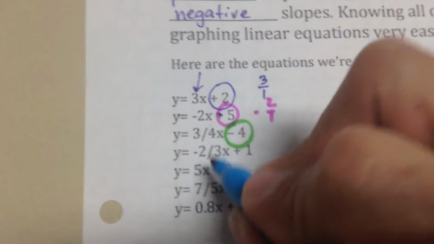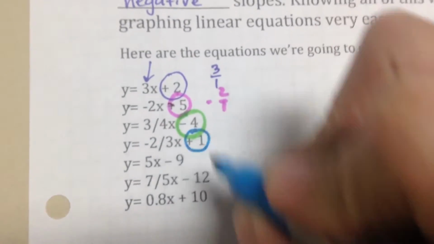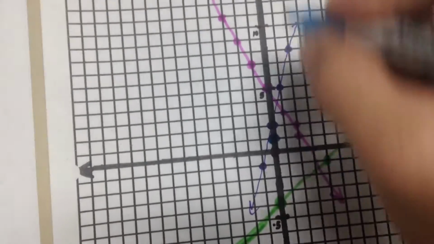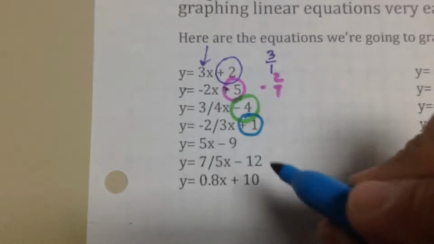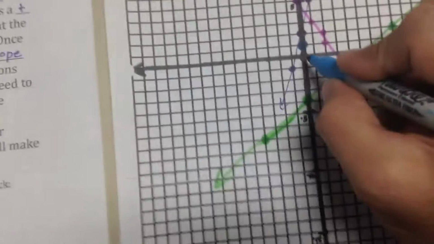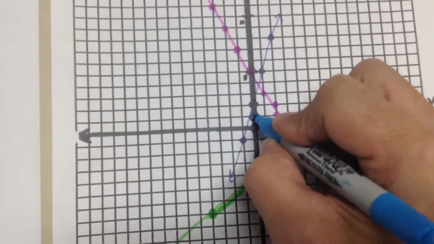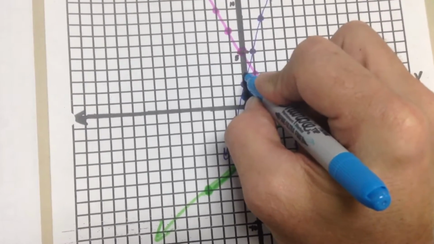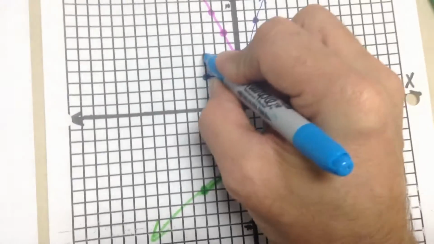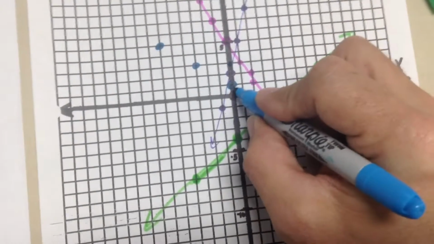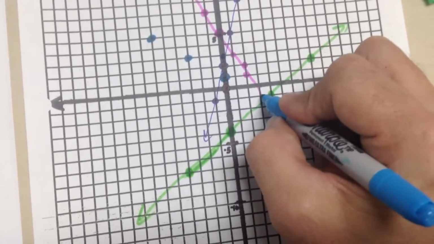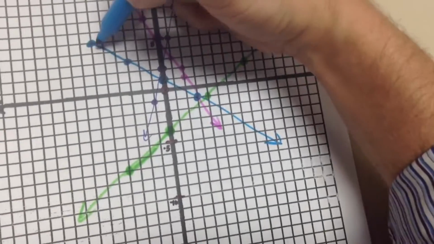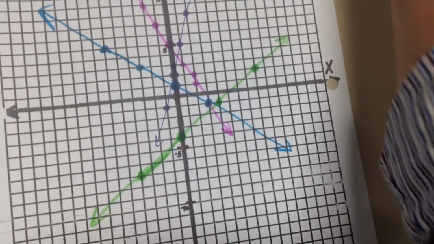Okay, fourth one, negative 2/3 x plus 1. Again, the plus 1 is where I'm going to start, so I'm coming right up here to plus 1 on my y-axis. My slope is negative 2/3. So again, the top number is rise, so from right here, where we are at plus 1, I rise 2, and then I run left 3, because it's negative. Up 2, left 3. Again, down here I can do the opposite. Down 2, right 3. Okay, and that's what my line would look like for that one.